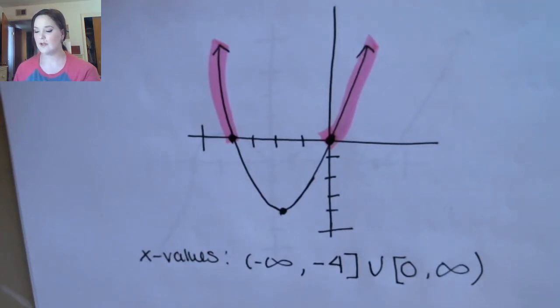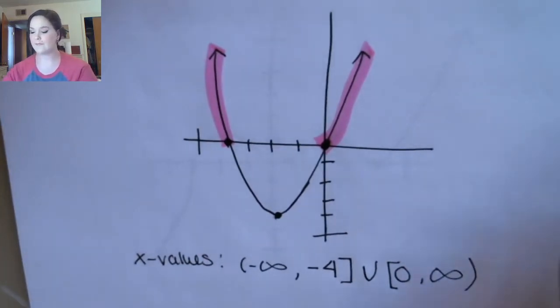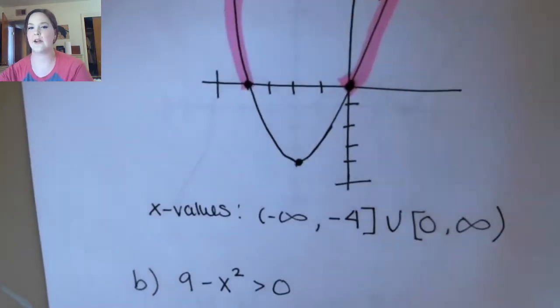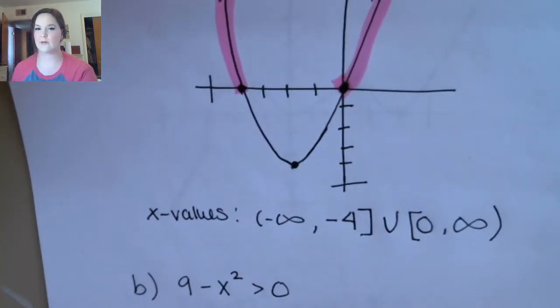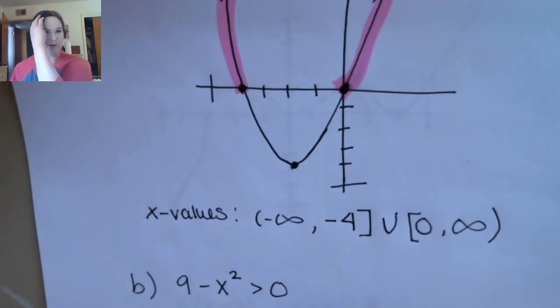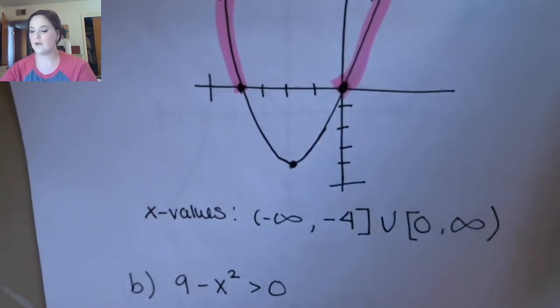Let's look at another example. So we're going to look at 9 minus x squared is greater than or equal to 0. For this I actually use base graphs and transformations. The minus sign reflects my graph, and then plus 9 moves my graph up 9. So here's my graph.